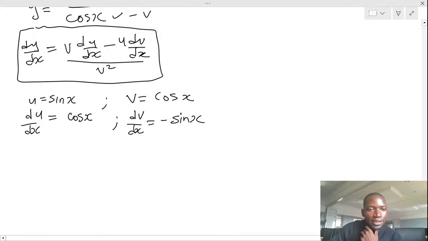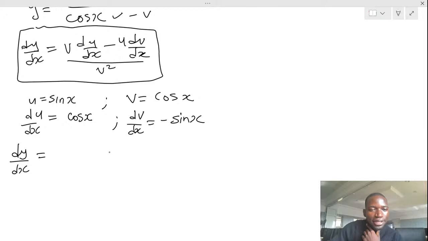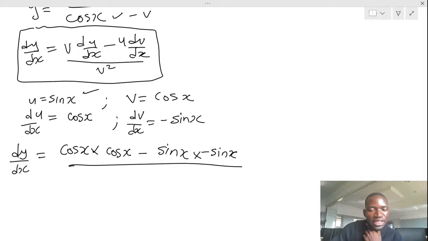All right, now let's apply the formula. So your dy by dx is going to be equal to, what's our v? Our v is cos x, multiplied by, what's our du? Our du is cos x also, minus, what's our u? Our u is sine x, times, what's our dv? Our dv is minus sine x. Then everything over v squared. What's our v? v is cos x. That'll be cos squared x or cos x squared. It's going to give you the same thing.